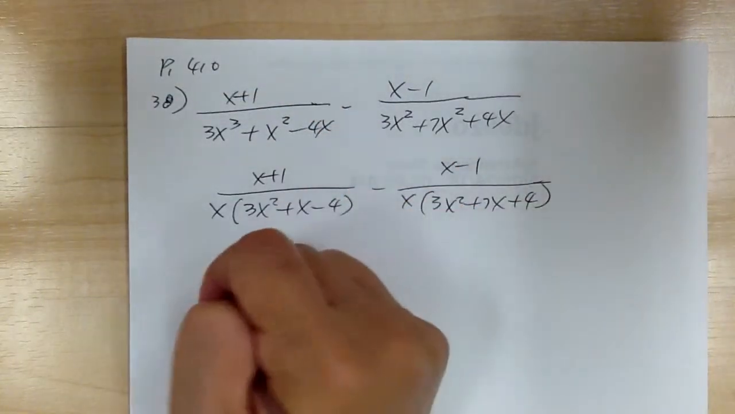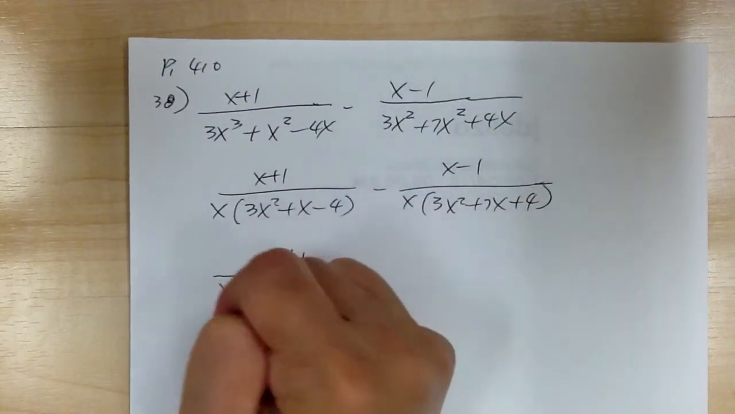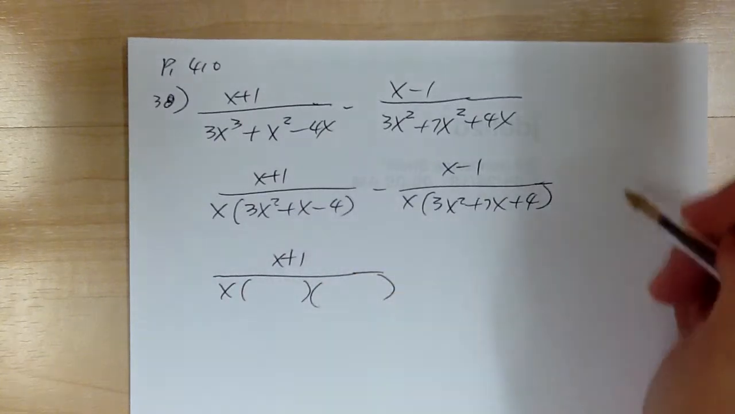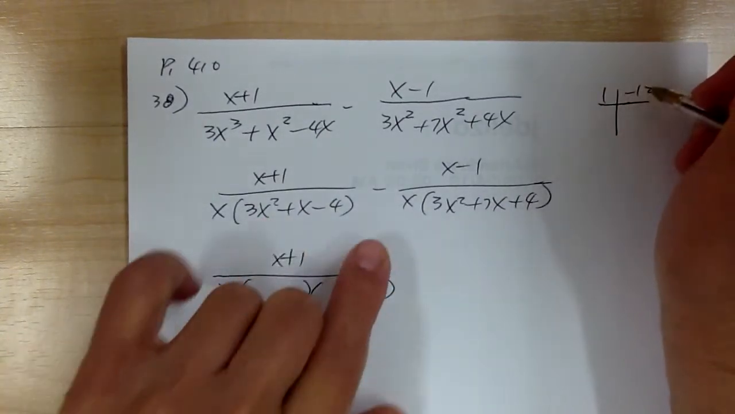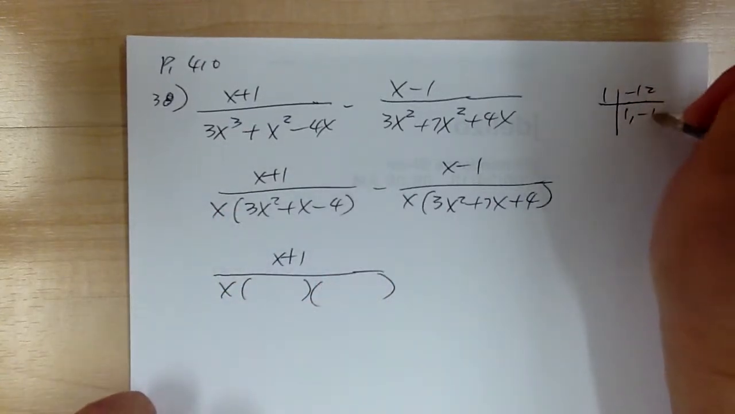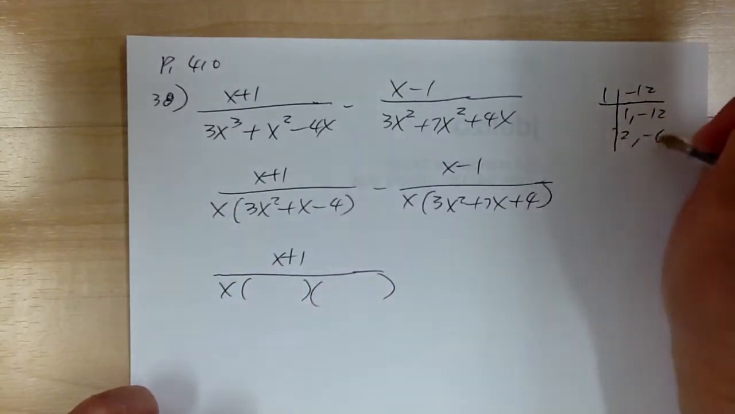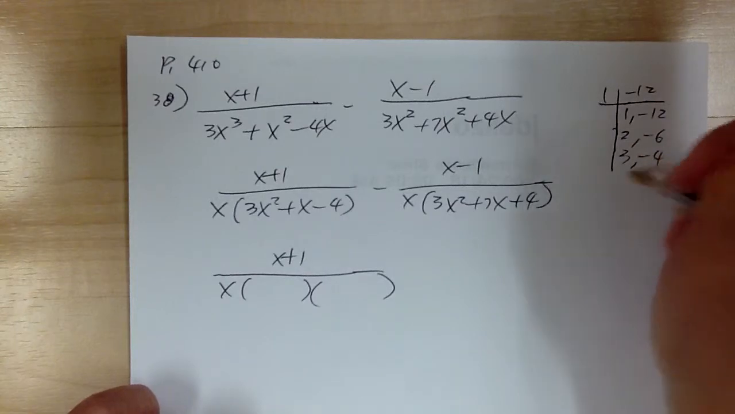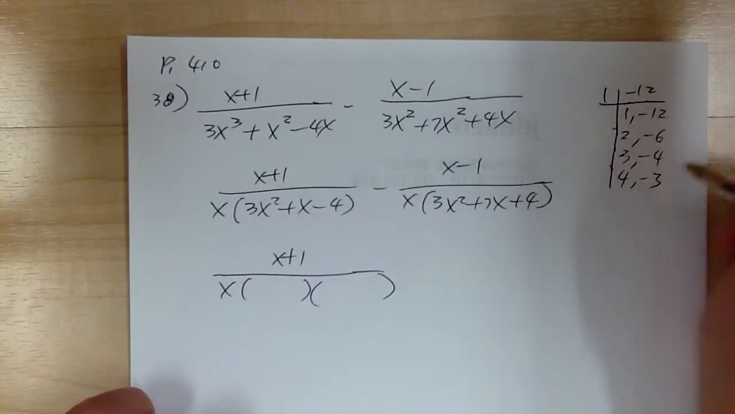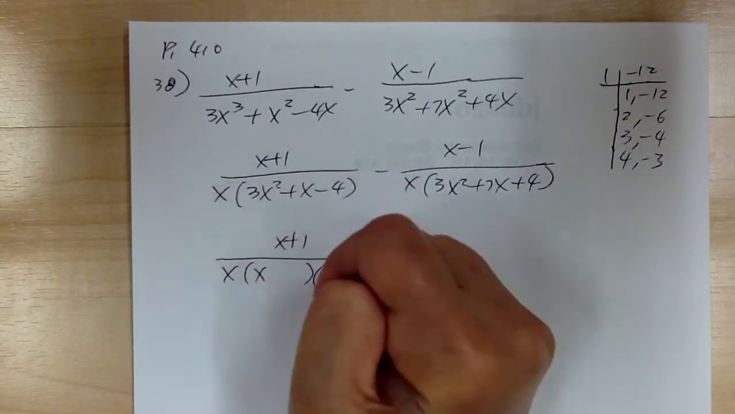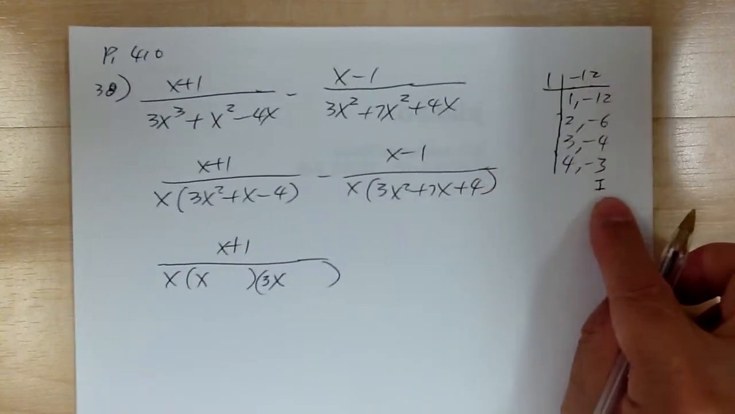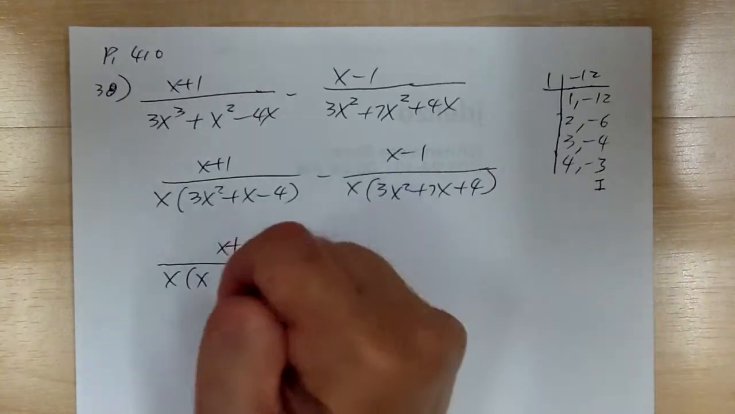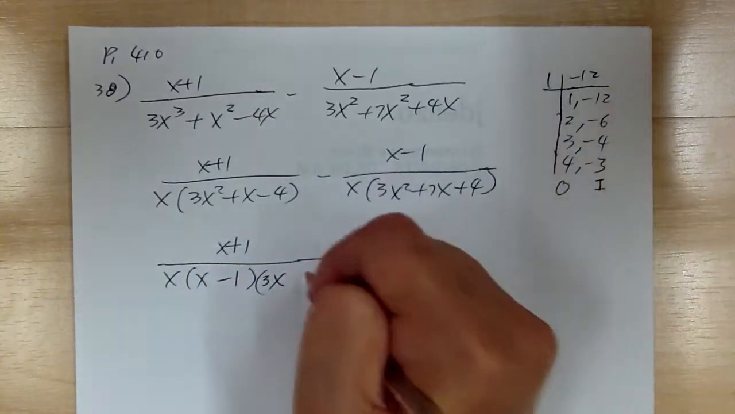Then after, you have to do your master product. So go off to the side. So your master product would be 1, negative 12. So 1 comma negative 12, 2 comma negative 6, 3 comma negative 4. So you need to get 4 comma negative 3. So you're going to have x and 3x. So this will be the inside, so you're going to get minus 1, and this will be the outside, so it will be plus 4.